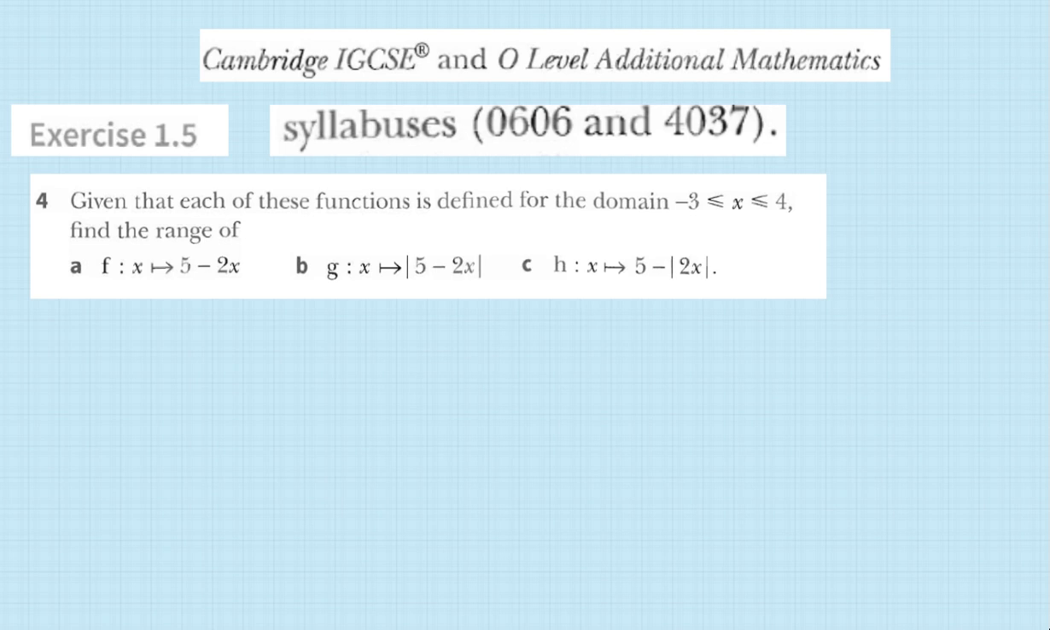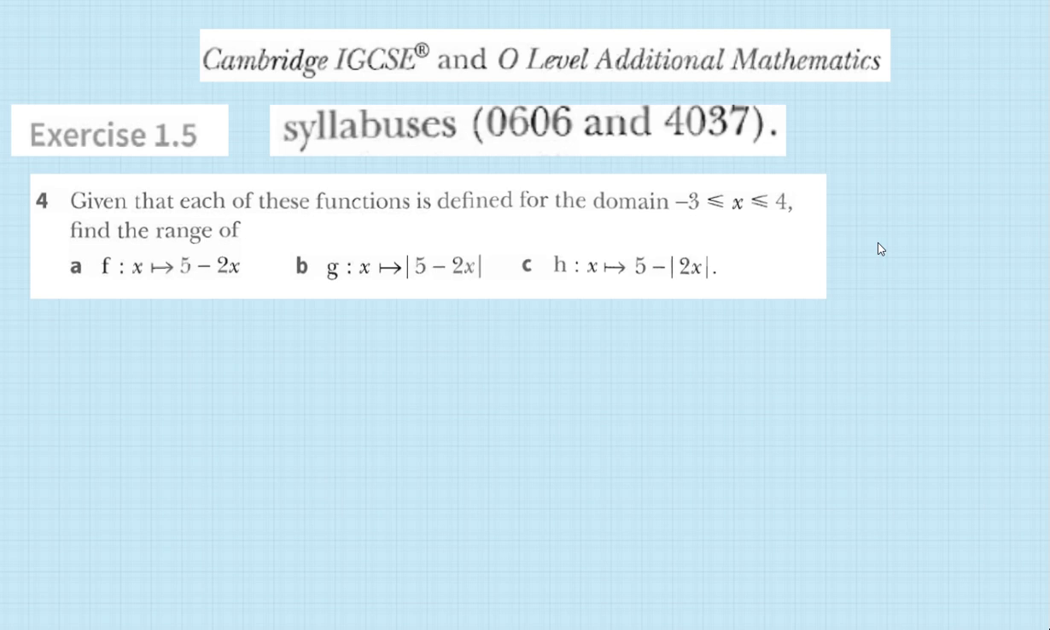Today, our target is to do question number 4 and 5 from exercise 1.5. So let's start question number 4. What is question number 4? You can see, given that each of these functions is defined for the domain minus 3 less than or equal to x less than or equal to 4, or you can read this as the domain from minus 3 to 4, as you like. The question is to find the range of part A, part B, part C.